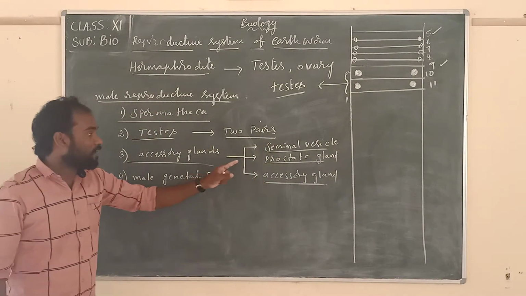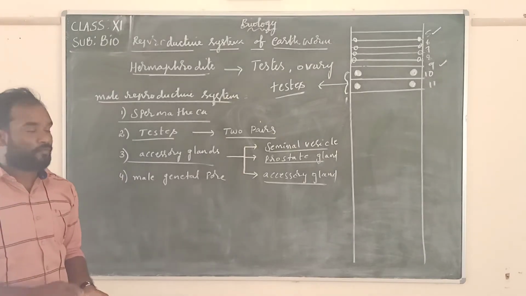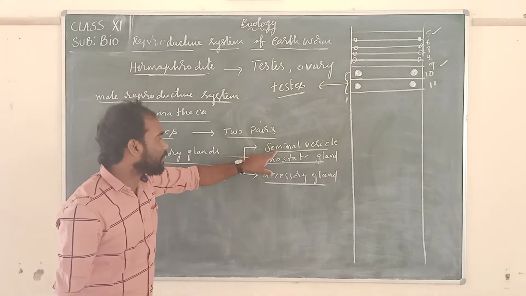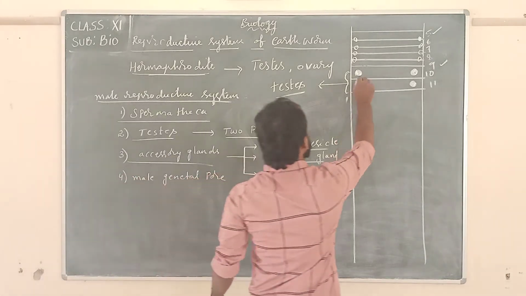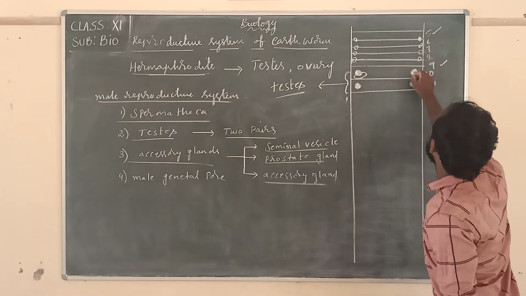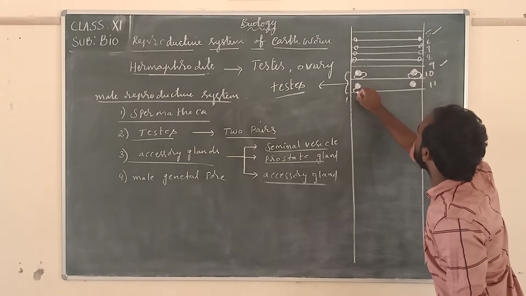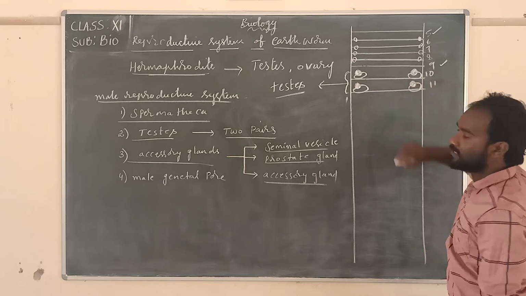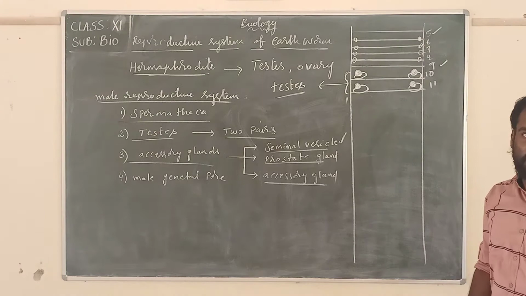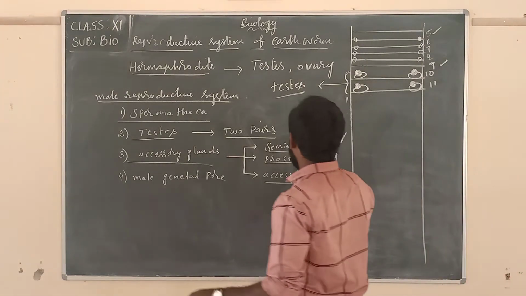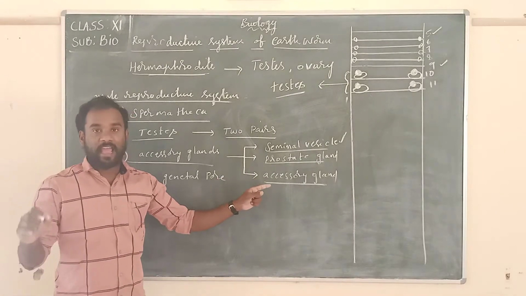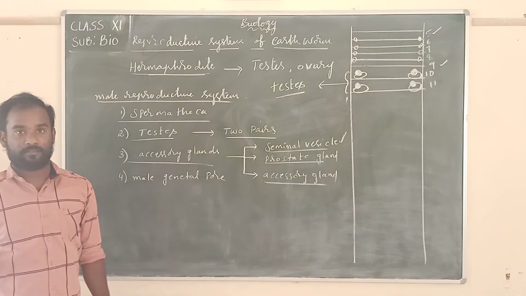Understood? And where are these present? First of all, seminal vesicles are present near the testis only. So seminal vesicles are present near testis only. Now, where is this prostate gland present and where is this accessory gland present?